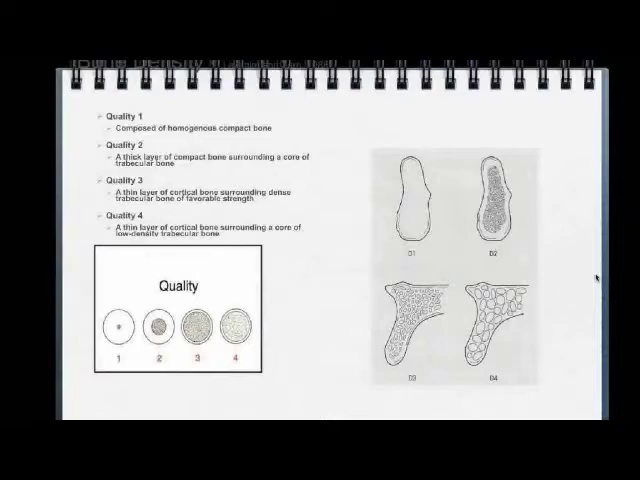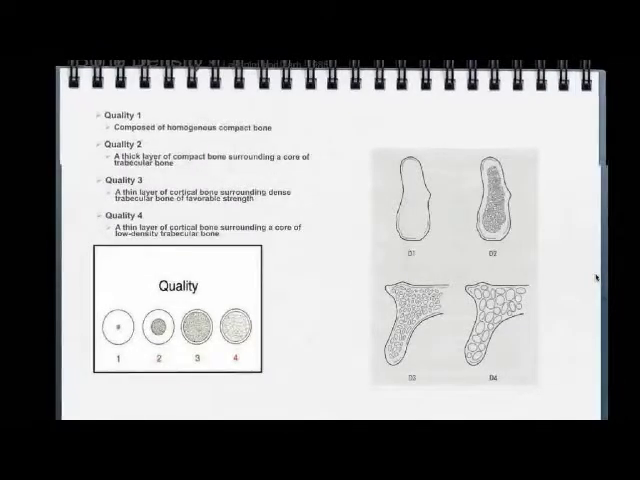But let's take a look at quality one. Quality one is homogeneous compact bone. Quality 2 is when we have a thick layer of compact bone surrounding a core of trabecular bone. And quality 3 is when the layer of cortical bone is significantly thinner and it's surrounding okay trabecular bone. And quality 4 is when the cortical bone is almost absent or very, very thin, and now we have a very low density trabecular bone. And this is what we determine at the time of the surgery.